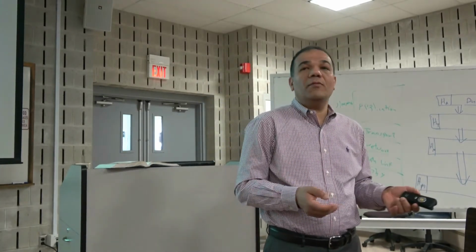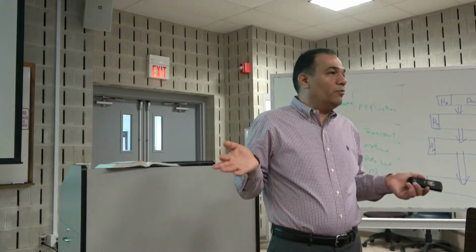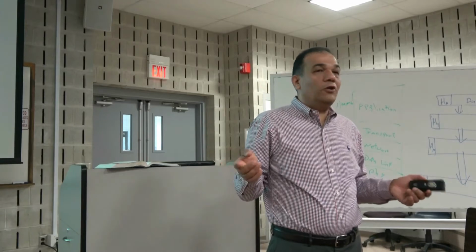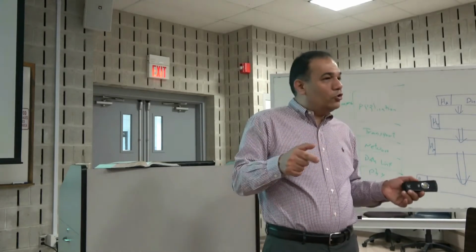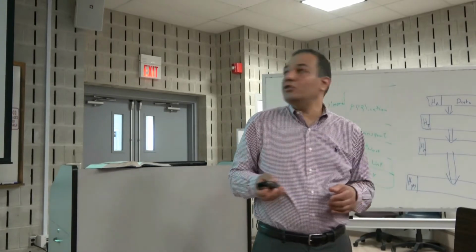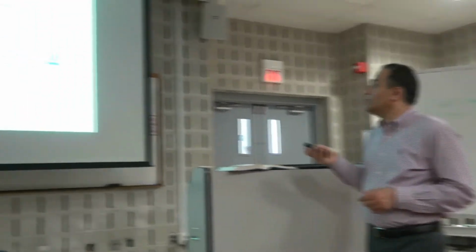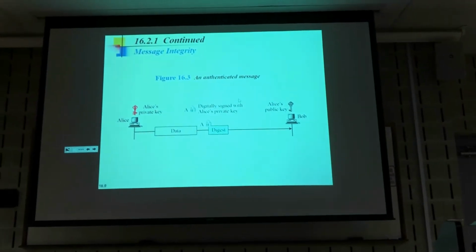So if I send you an email that you have a quiz next week, it does not need to be private or secret, but you need to know nobody changed anything in the message, regardless of the information. That's what we call message integrity. So what we have to use is an authenticated message. How we do that is very simple.